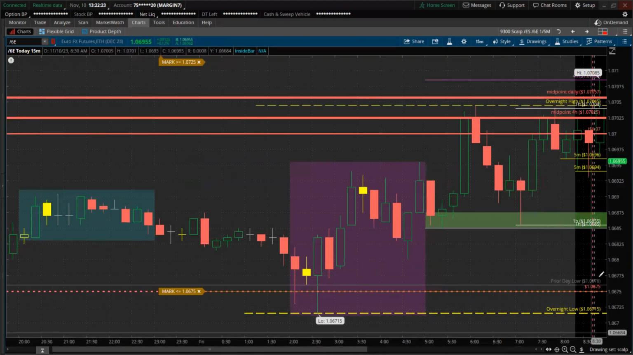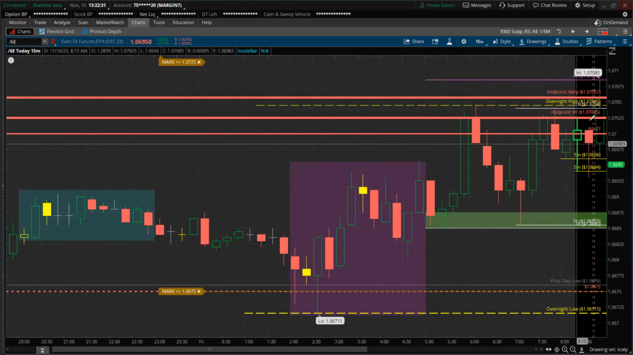So 8 o'clock, 8:30, pump up, retest the midpoint daily right there, that big red candle, and push above that overnight high, and they're rejecting it. A lot of whipsaw here. Nothing wrong with sitting on the sidelines when there's economic news.